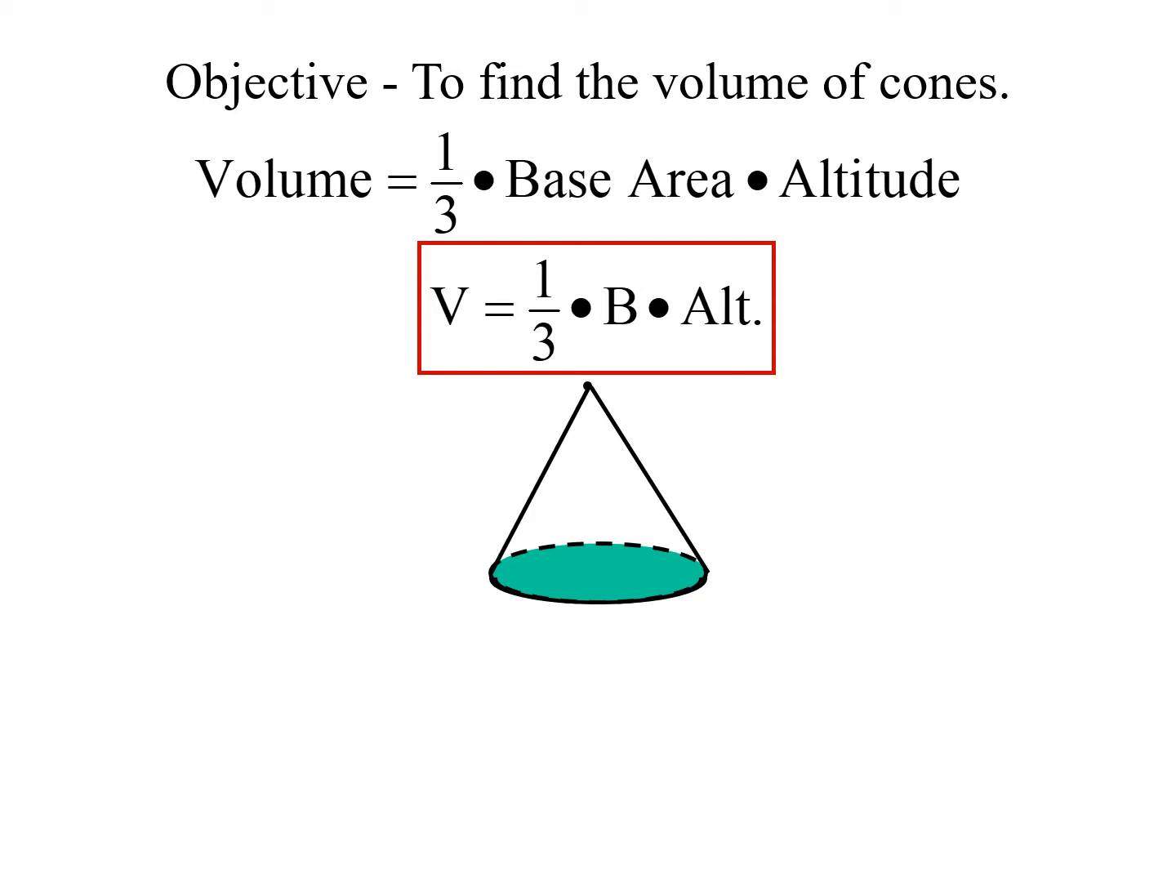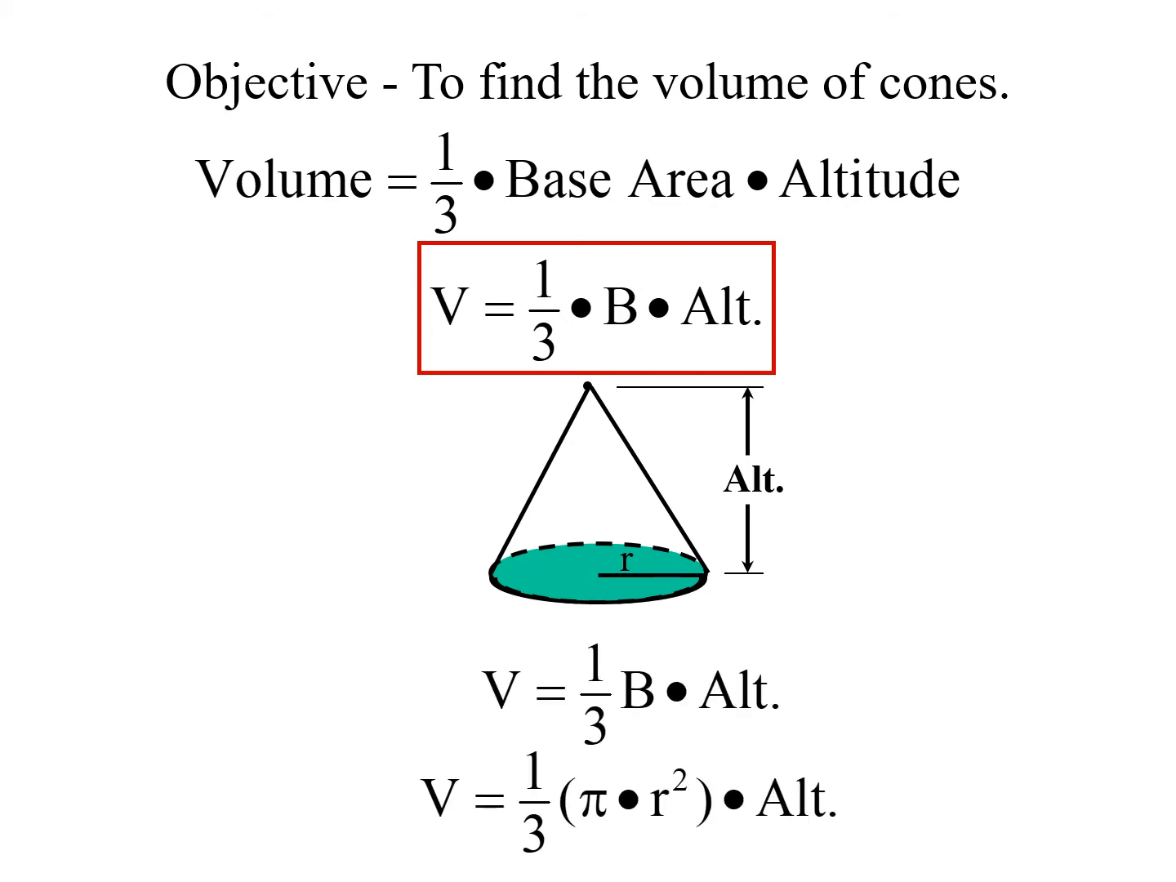Now for the base area, you have to remember that we have a circular base, and that circular base has a radius. Here's your altitude. When you're doing any shape that is circular, you have to remember the area formula of a circle. So we're going to bring that in here: volume is equal to 1/3 times pi times the radius squared times the altitude.